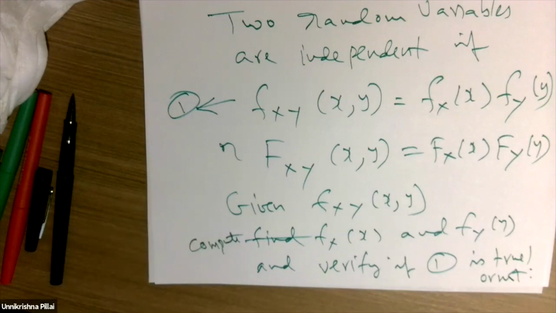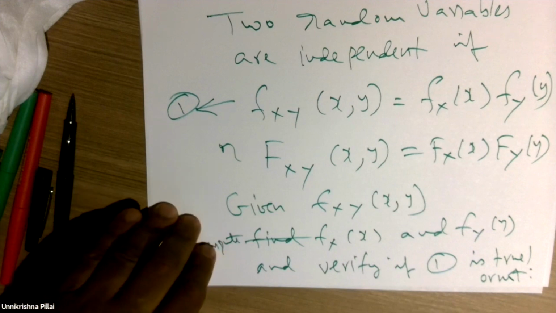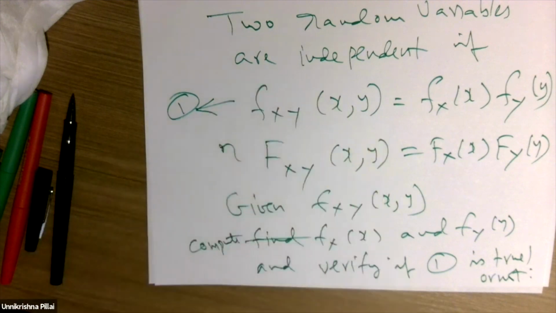If I tell you two random variables are independent, how do you find their joint density function? Then their joint density function is the product, yes. Look at the definition on line one. Two random variables are independent, then their joint density function is the product.